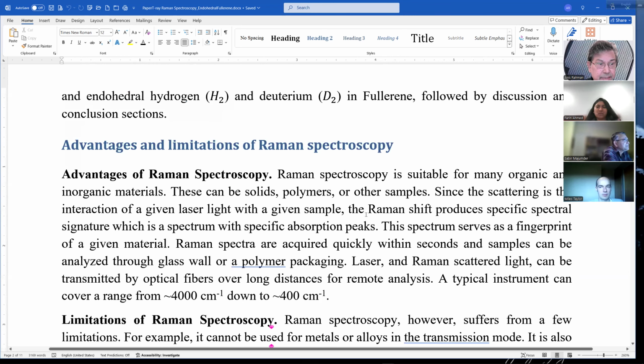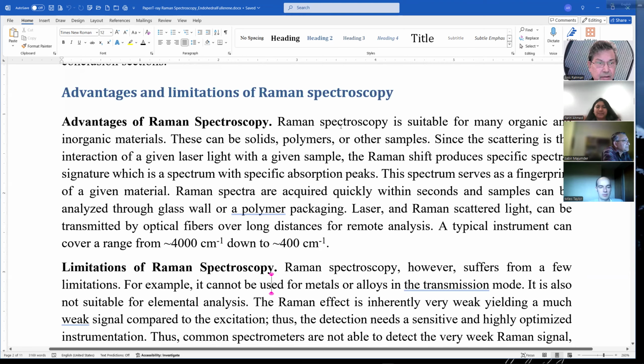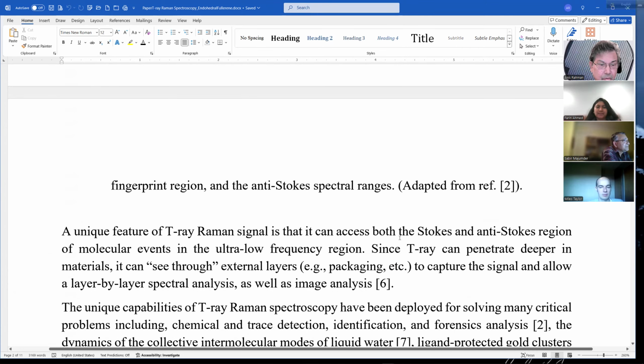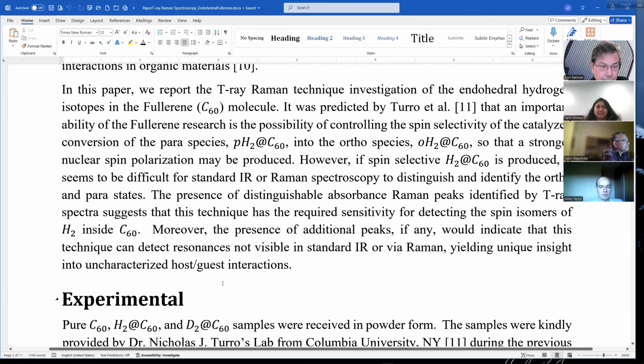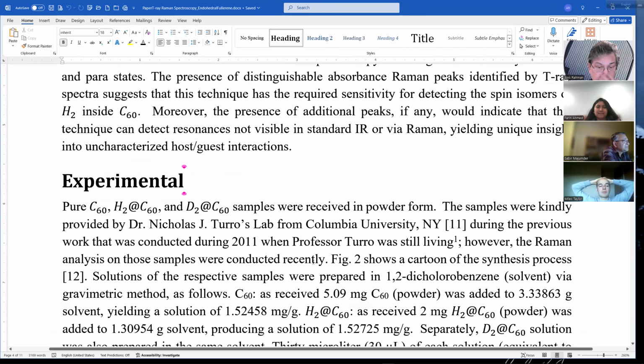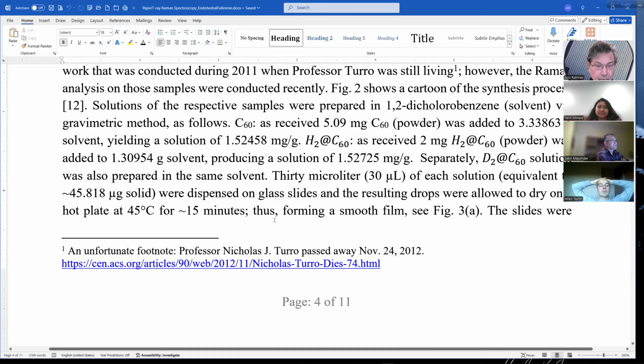So with that, we summarize the advantages, and then we do some experiments with the endohedral molecule, in particular carbon-60. You have seen the spectroscopy of this before, but you haven't seen the Raman characteristic of this. That's what I'm showing here today. So the C60, hydrogen impregnated C60 and deuterium impregnated C60. Those are three samples we have studied before.